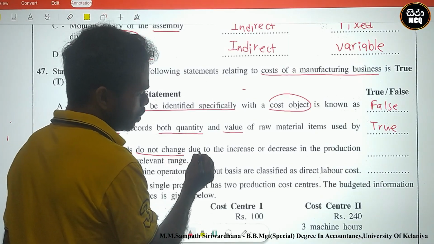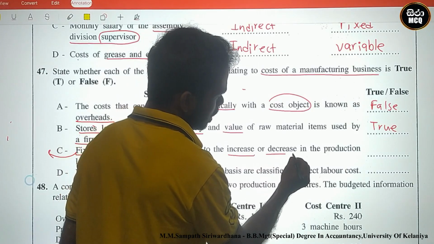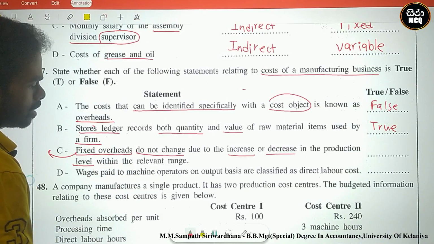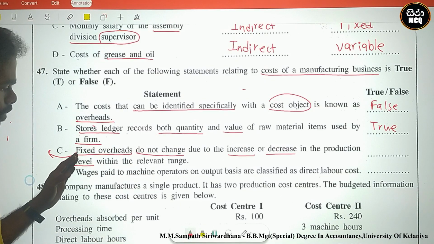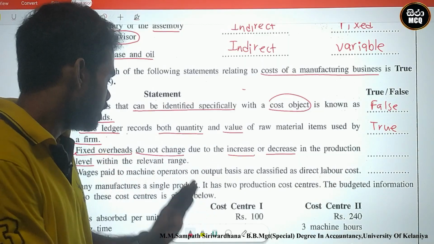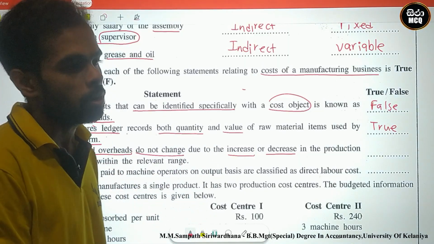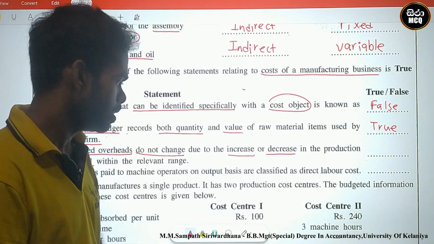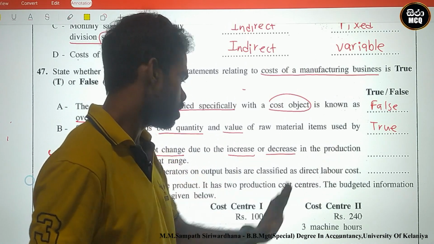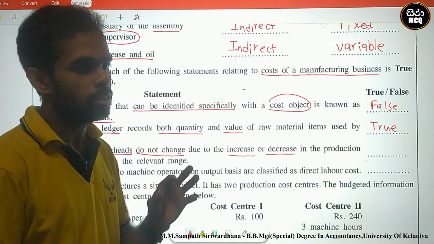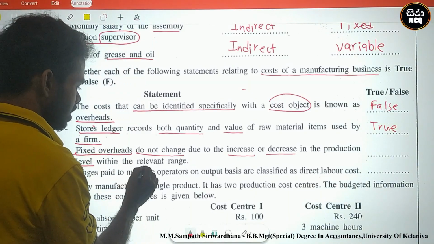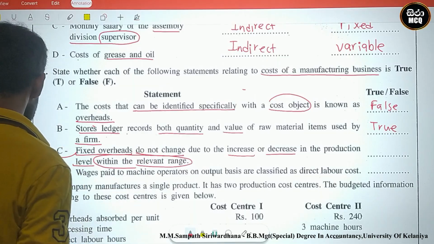The statement says fixed overheads do not change due to the increase or decrease in the production level within the relevant range. Look here, for fixed overhead, what example can we take? The monthly salary of the supervisor does not change due to the increase or decrease in the production level. Production level means production units. Within the relevant range. What is the meaning of that?